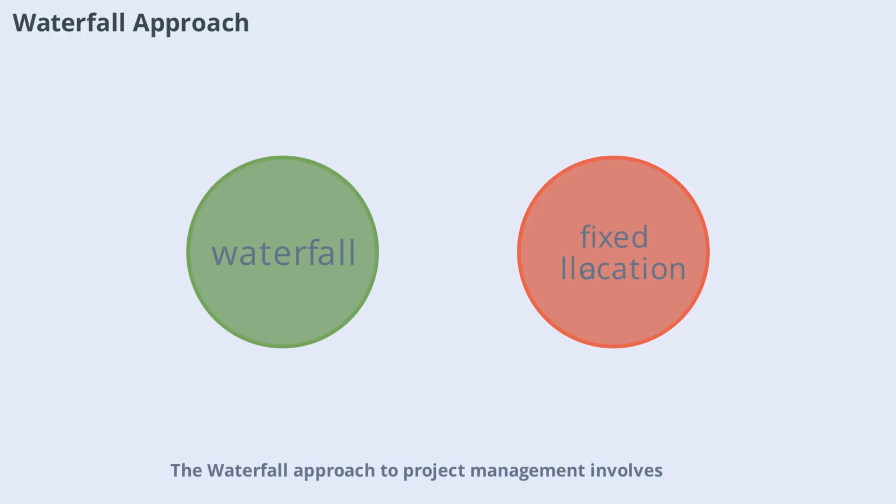evolve. The Waterfall approach to project management involves detailed upfront planning and fixed resource allocation. Each phase of the project is completed before moving to the next, making it easier to allocate resources in advance. While less flexible than Agile, Waterfall can be effective for projects with well-defined requirements and stable environments.